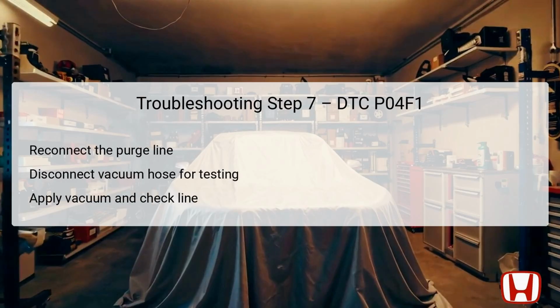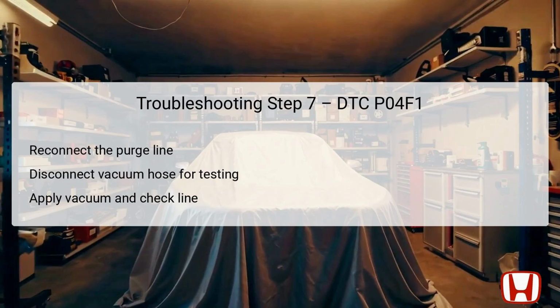The final troubleshooting step examines the EVAP canister purge line again. Start by reconnecting the EVAP canister purge line to the canister and reinstalling the FTP sensor. After this, the next task is to disconnect the vacuum hose from the EVAP canister purge valve for testing. The T-fitting, vacuum gauge, and vacuum pump should be connected to this hose.